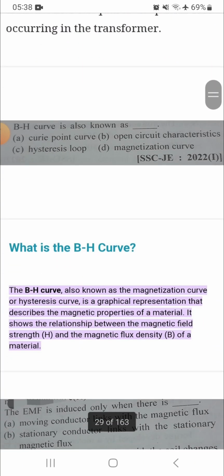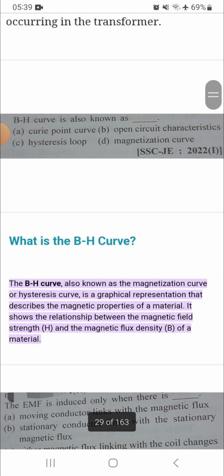Next one, BH curve is also known as the magnetization curve. So what is the BH curve? The BH curve, also known as the magnetization curve or the hysteresis curve, is a graphical representation that describes the magnetic properties of a material and it shows the relationship between the magnetic field strength H and the magnetic flux density B of a material.